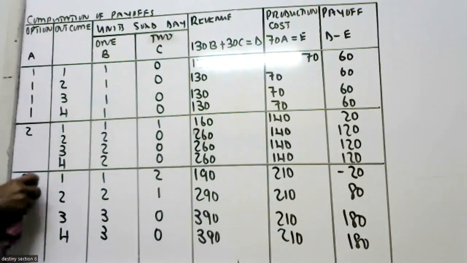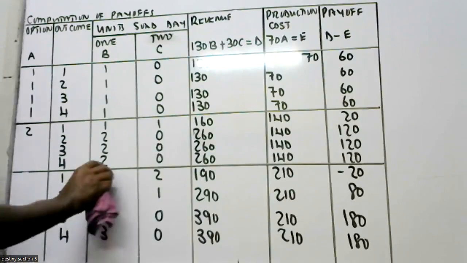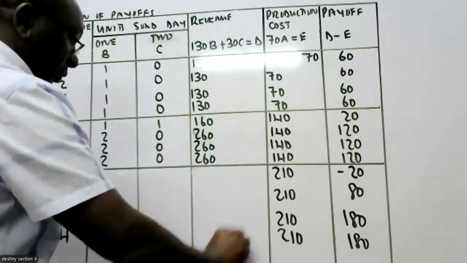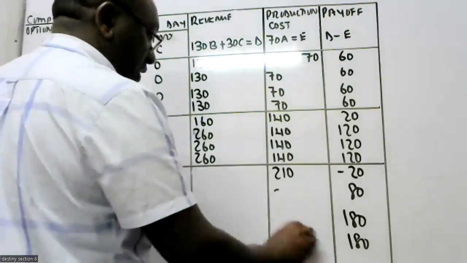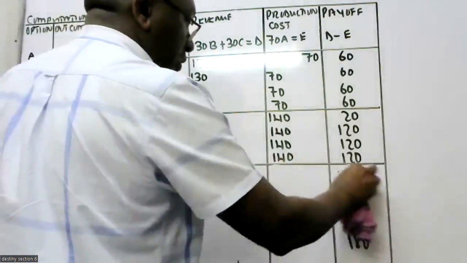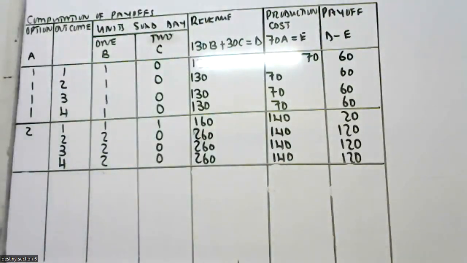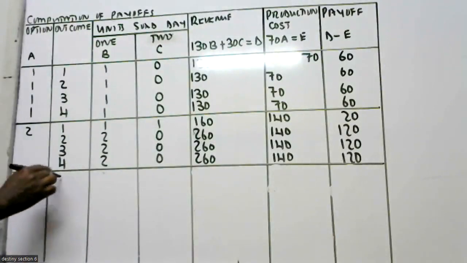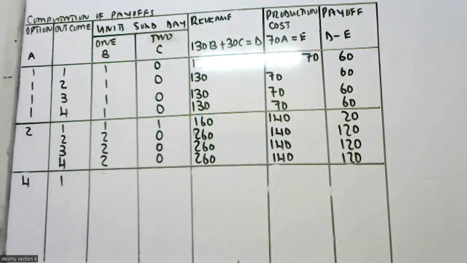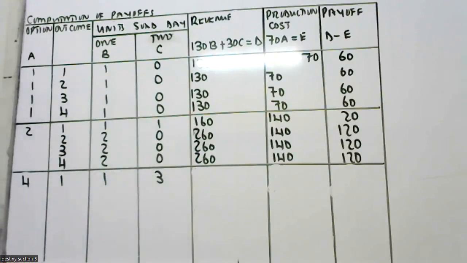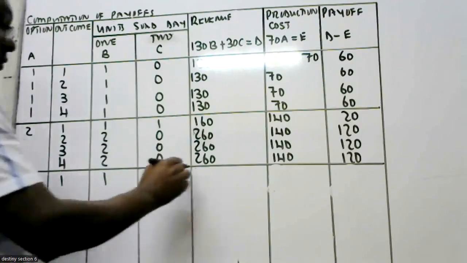Now assume that you have produced 4. If your production is 4 and demand turns out to be 1, you sell 1 on the first day and 3 on the second day. Sasa ukifanya hivyo, the revenue will be 130 plus 90. That is 220.